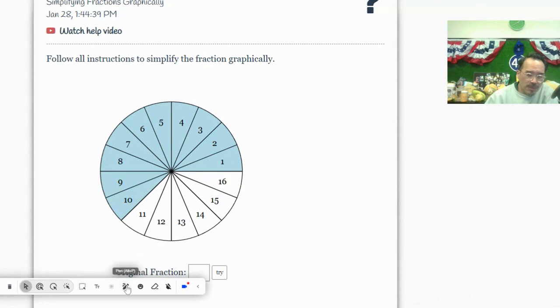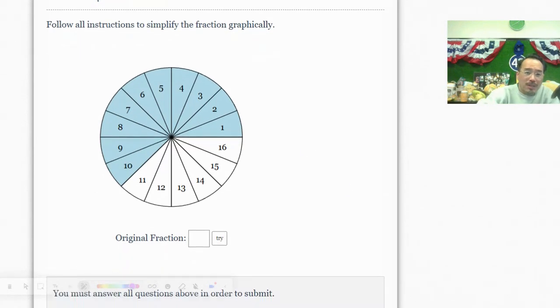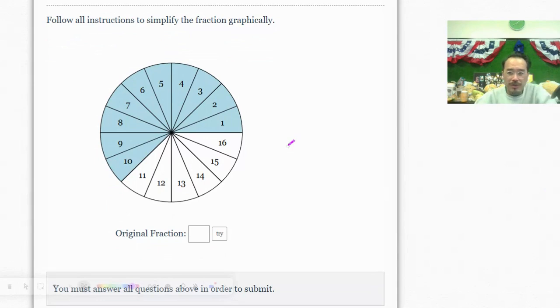All right, so we have a question that wants you to simplify the fractions by using it graphically. I think that by doing it at home, it's a good way for you to practice and understand what simplifying fractions really is about, because this has a really cool animation that allows you to see how this whole thing works in its entirety. So let's take a look, all right?